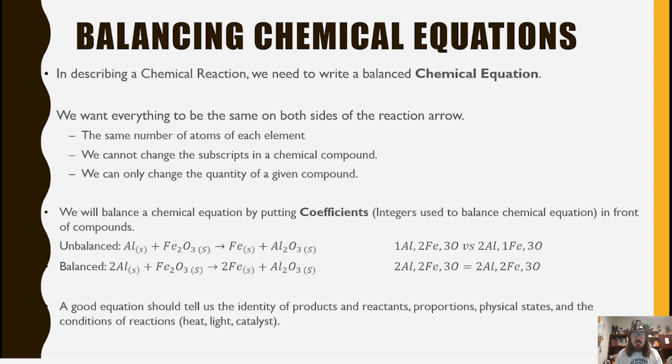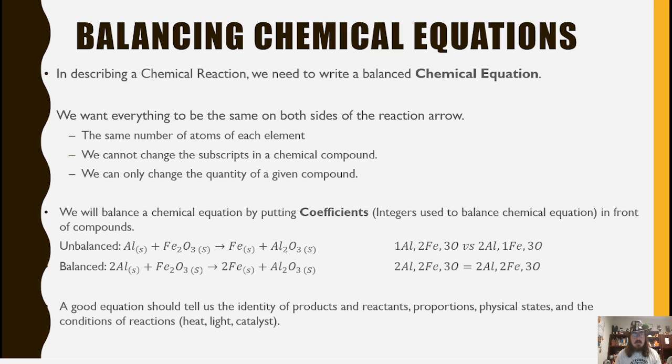So we look at the chemical reaction. This is the thermite reaction. If I throw aluminum and react it with iron(III) oxide, we form iron solid and aluminum oxide. If we count the atoms of each type, we have 1 aluminum on the left, 2 on the right. 2 irons on the left, 1 on the right. 3 oxygens on the left, 3 oxygens on the right. The oxygens are balanced, but the metals are not.